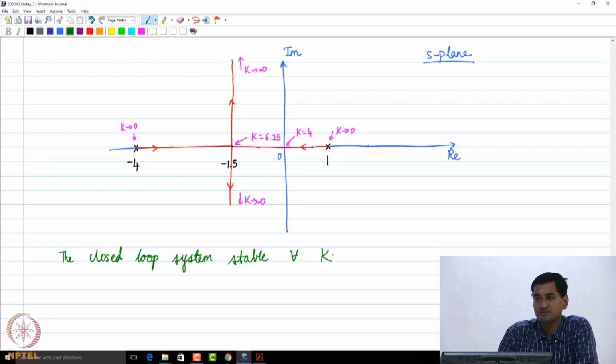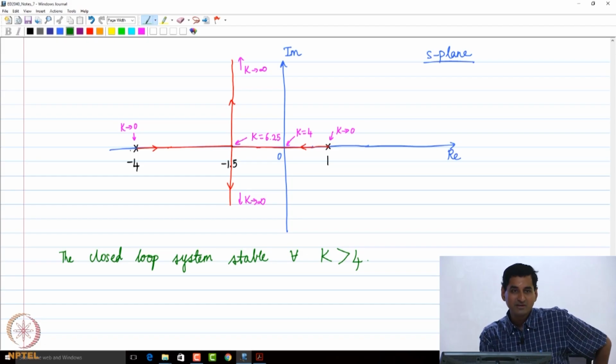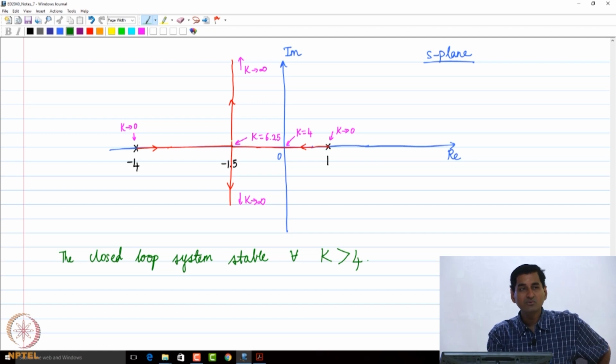When is the closed loop system stable? K greater than 4, right. Why? Because you see that one branch of the root locus is always going to be in the left of the complex plane, the one starting from -4. But another branch which starts from +1 migrates into the left half plane only after K is greater than 4. So you need all the closed loop poles to be in the left of the complex plane, right?